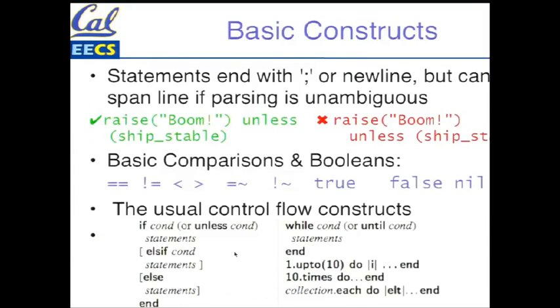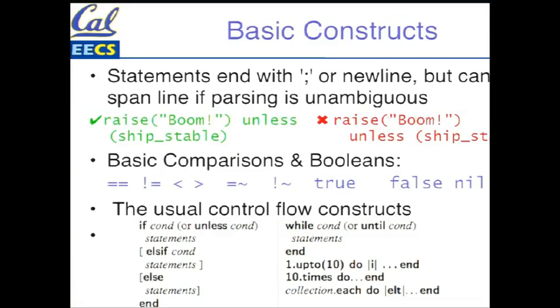OK, and last but not least, some basic constructs. Statements end with semicolons or new lines, but if the parsing is unambiguous, they can actually span a line. So what does that mean? Looking at the statement on the left, raise is a way to raise an exception. This is all in the book, by the way. So raise this exception unless the ship is stable. Breaking a line after unless is legal, because in terms of parsing, unless can't be the last thing in the statement. It's got to be followed by some condition.